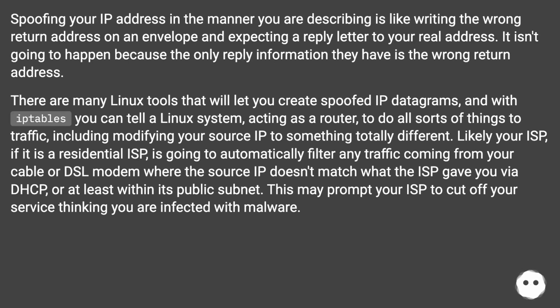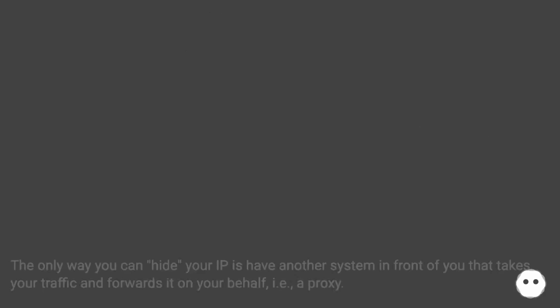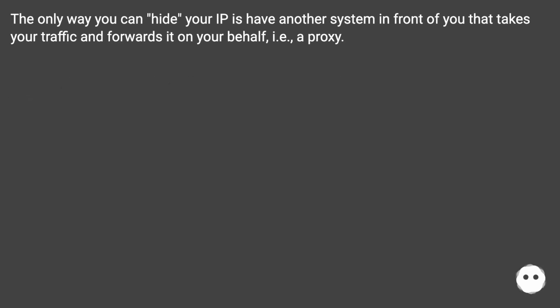Likely your ISP, if it is a residential ISP, is going to automatically filter any traffic coming from your cable or DSL modem, where the source IP doesn't match what the ISP gave you via DHCP, or at least within its public subnet. This may prompt your ISP to cut off your service thinking you are infected with malware. The only way you can hide your IP is have another system in front of you that takes your traffic and forwards it on your behalf, i.e., a proxy.